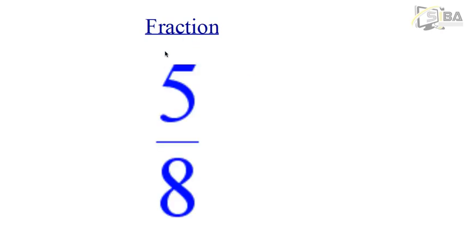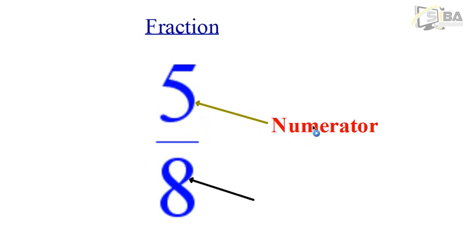Now I want to explain it further to you. You can see this. This is 5 out of 8. Now what is this 5? The 5 represents the numerator. So the upper number is the numerator, while the lower number is the denominator.